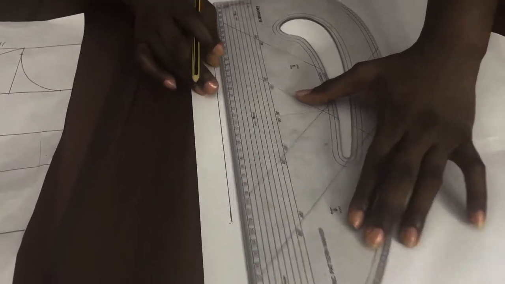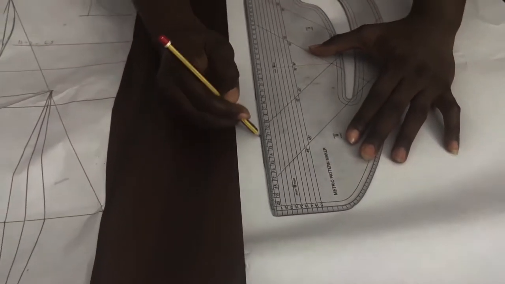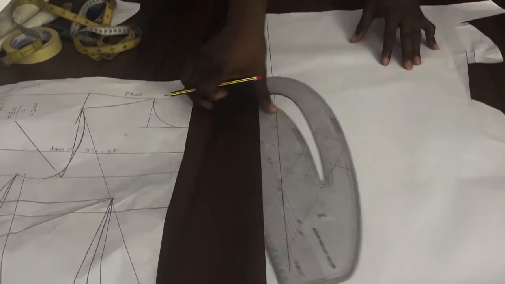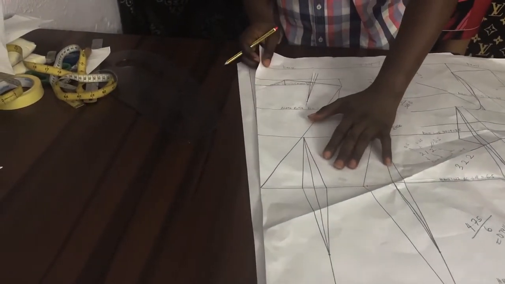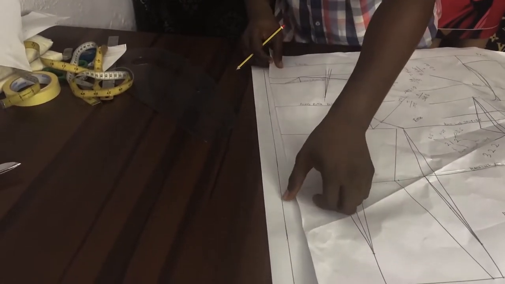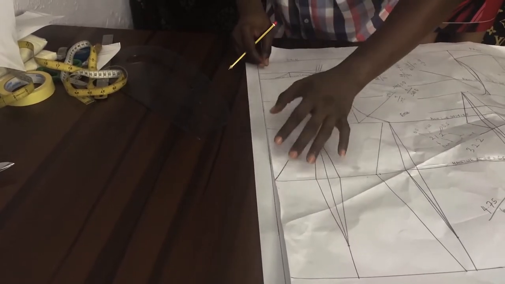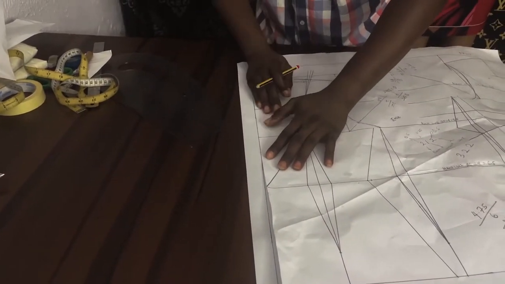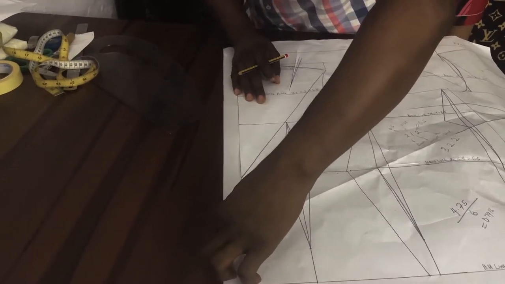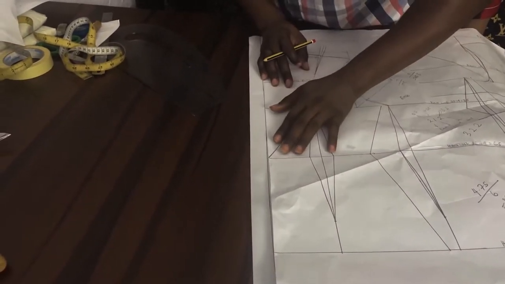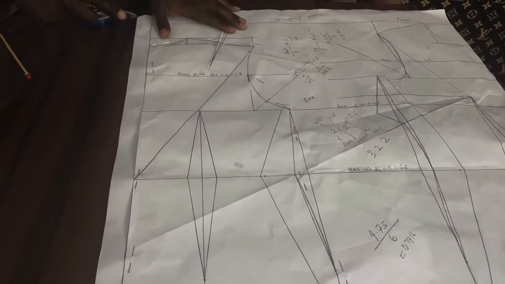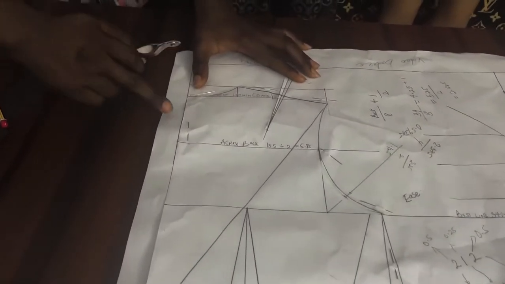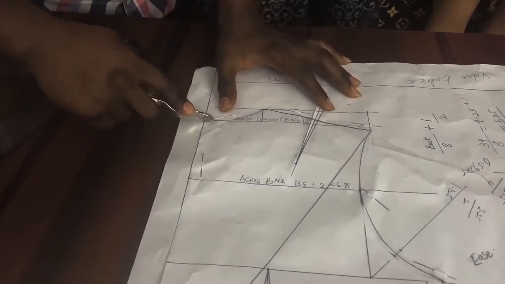Because while we are testing for fit, we'll be putting a zip there to help us. So at this moment, what we do next is bring our pattern here, place our center back by that 1 inch to allow for zipper allowance. So at this moment, what we do now is to pin up. We're going to be tracing the back. Remember, I've left 1 inch allowance for the zipper.